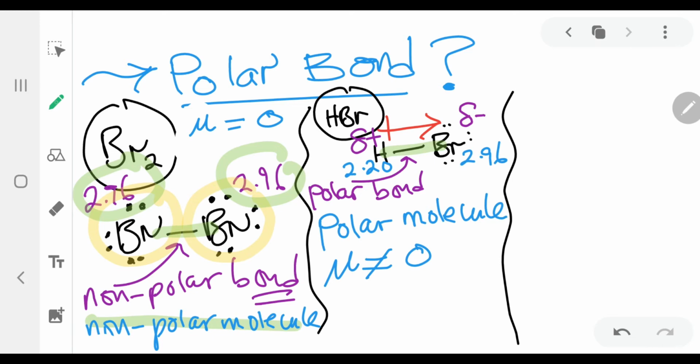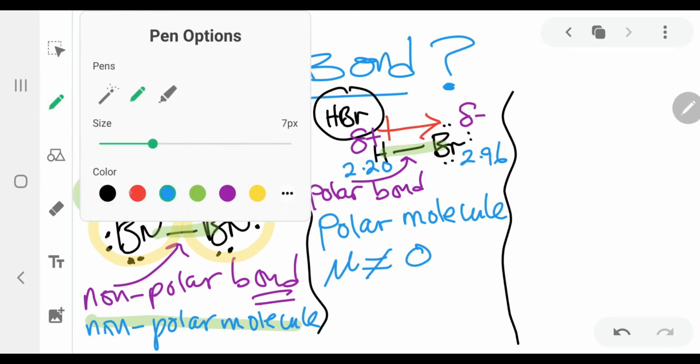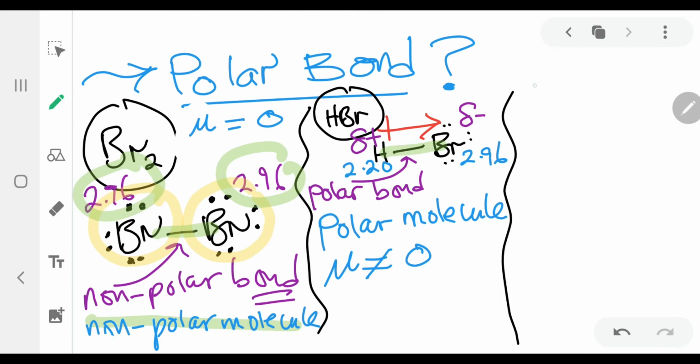Sometimes, let's say if you take carbon dioxide, you have molecules that have polar bonds, but they will become a non-polar molecule. Why? Because the polar bonds will cancel out each other.